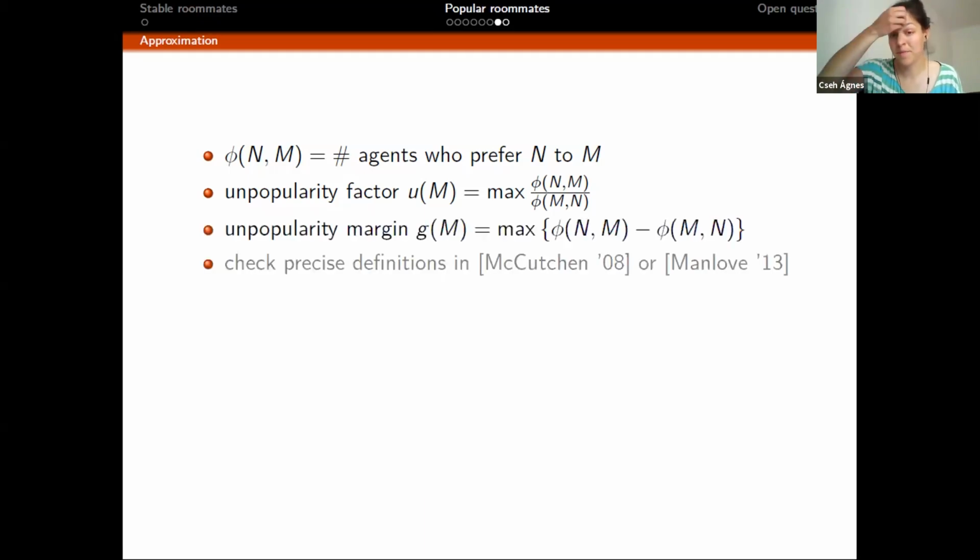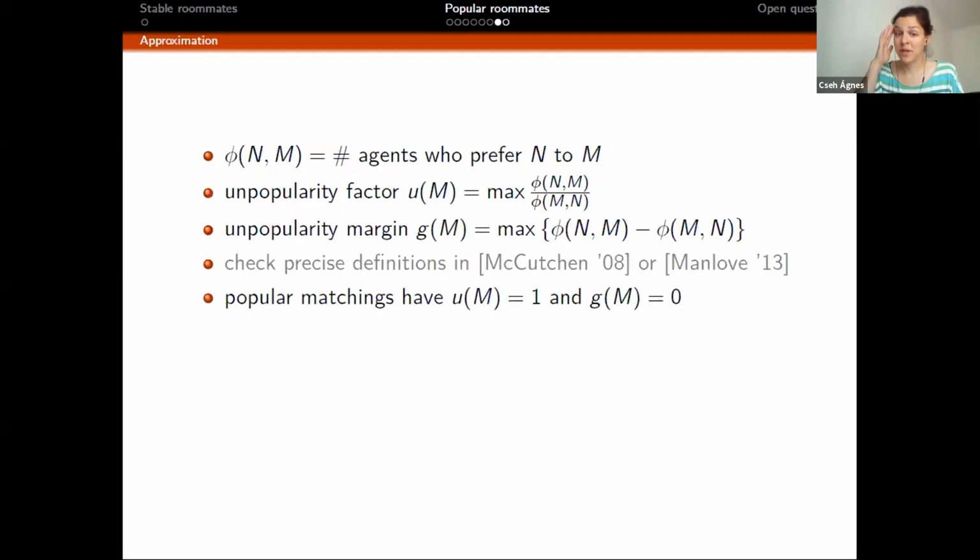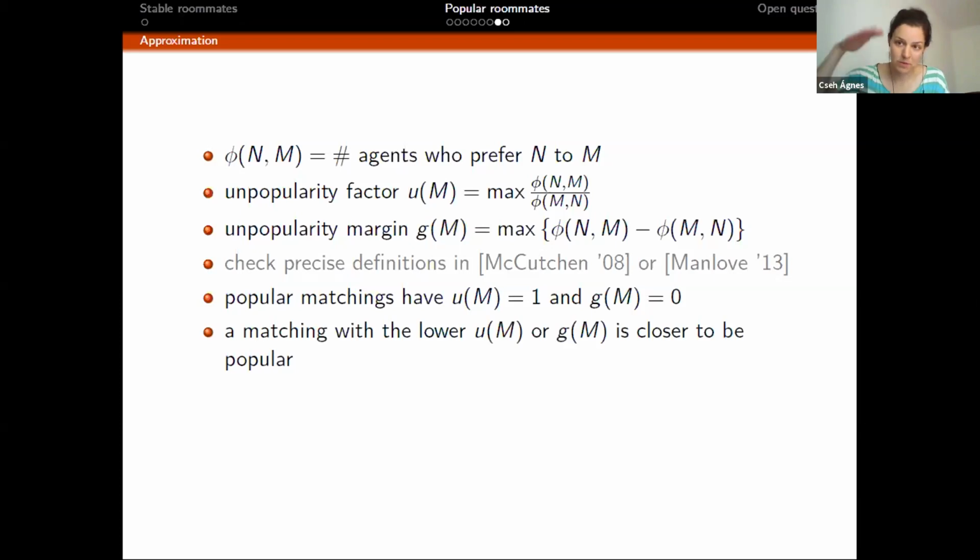Another way of comparing how many people like other matchings more than my matching m is to subtract them from each other. These are very non-precise definitions because we don't want to divide by 0, for example. If you want precise definitions, you go to the literature I point you to on the slide. Popular matchings have a factor of 1 and a margin of 0. So if there is no matching n that collects more votes than my matching m, then the division gives you 1 and the subtraction will give you 0. Those are the best solutions you can reach, and obviously you want to minimize these numbers.